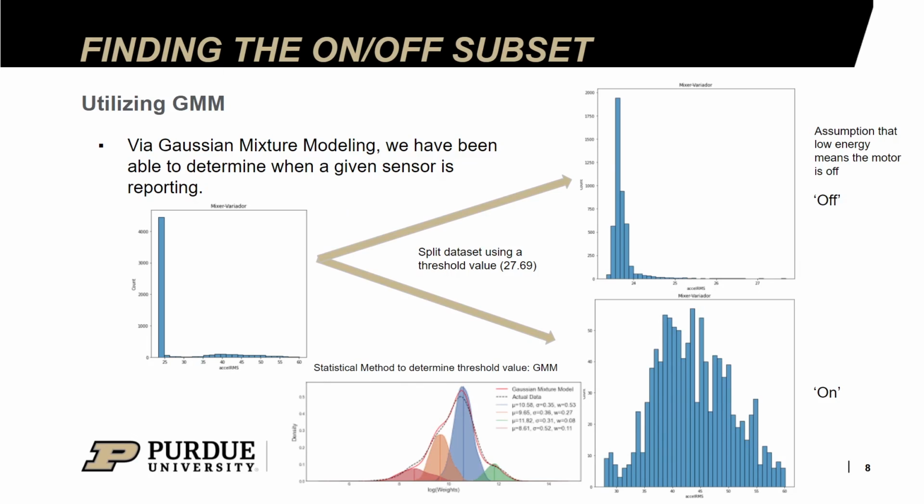So as mentioned, the data consists of both cases when the machine is on and when it is off. Hence, we needed to find a way to split the data set between both of these cases. Since the data follows a bimodal distribution, we used GMM to determine a value for the splitting point. As shown in the resulting histograms, we were actually able to split the data between when the machine is on and off using GMM.